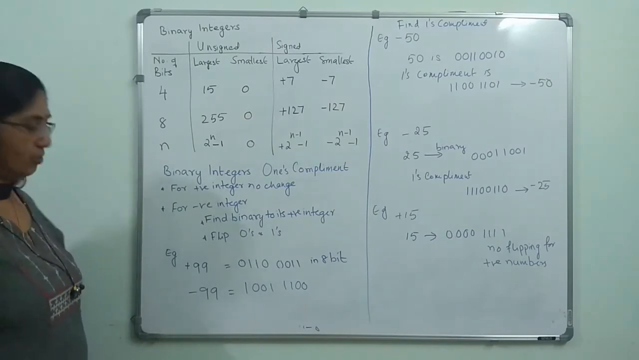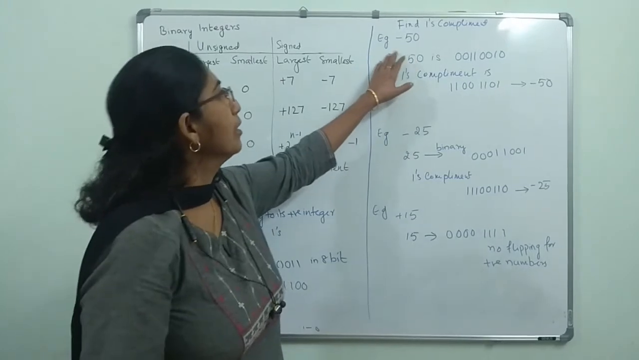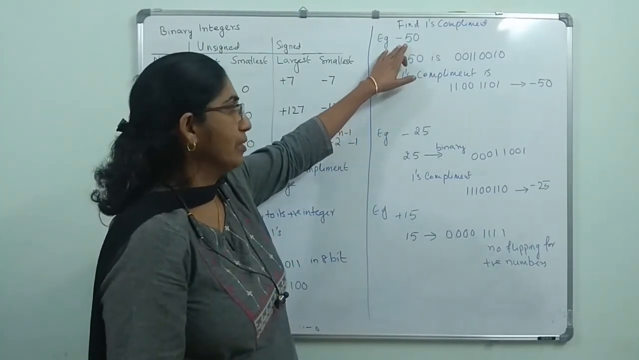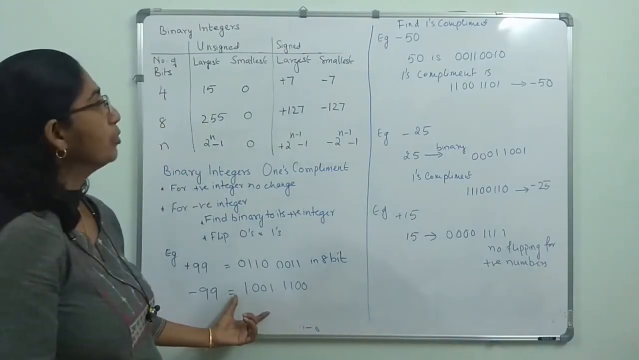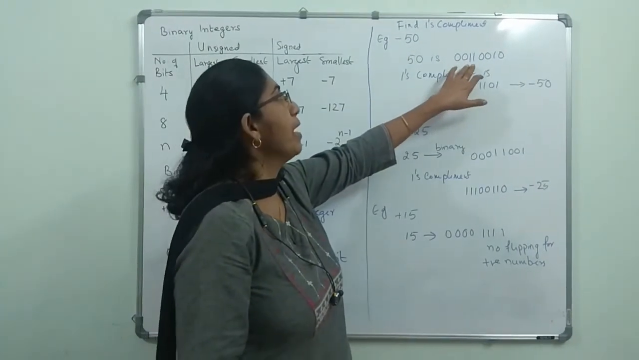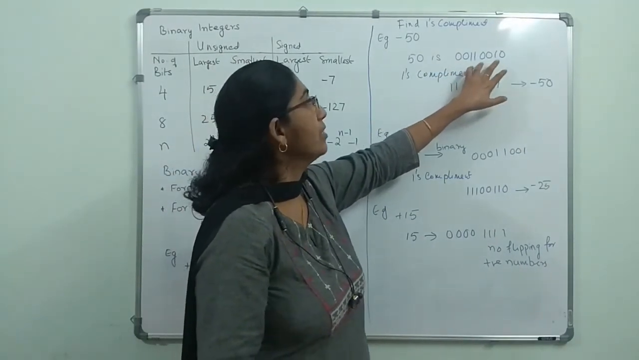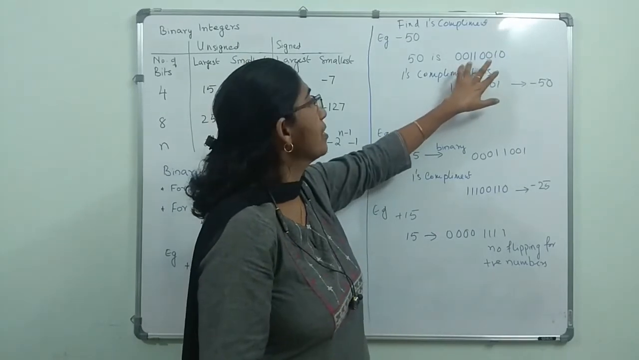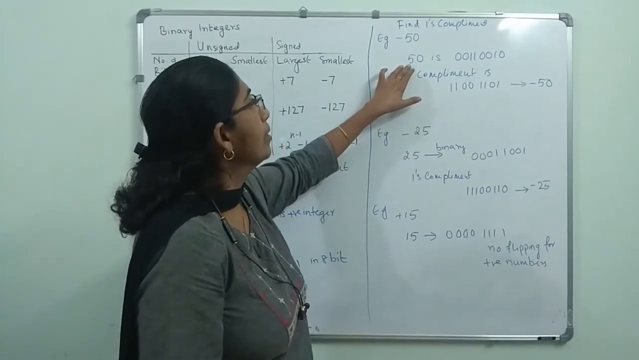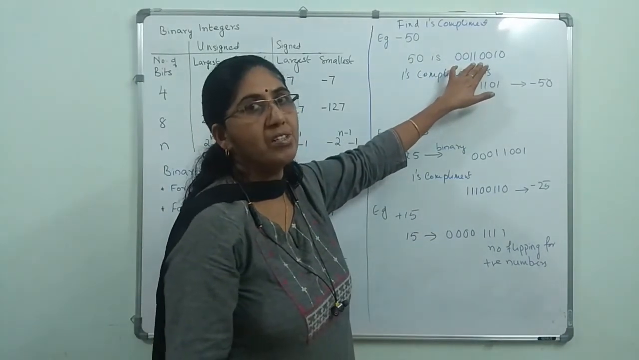Did you understand? One more example I'll show you. Suppose you want to find out the 1's complement of minus 50. The same method. First you take plus 50 and find out the binary of plus 50 in 8-bit representation. You write down the value of the binary of 50. Got this. What is the next step?